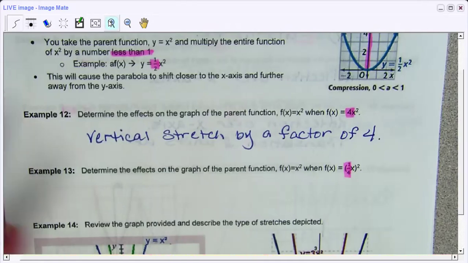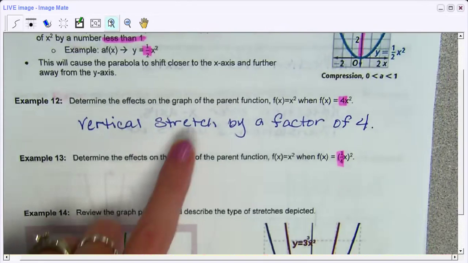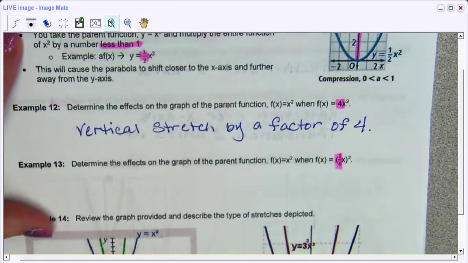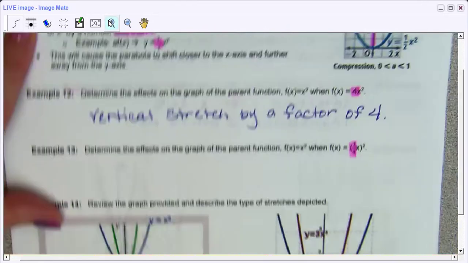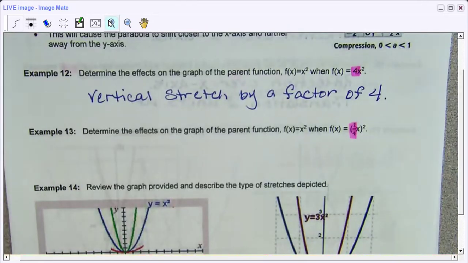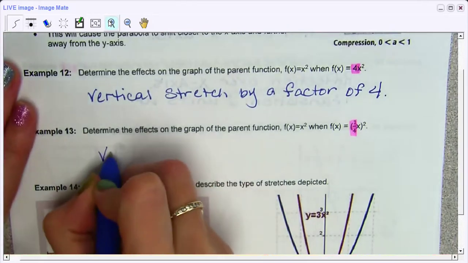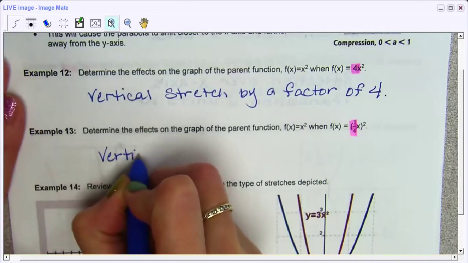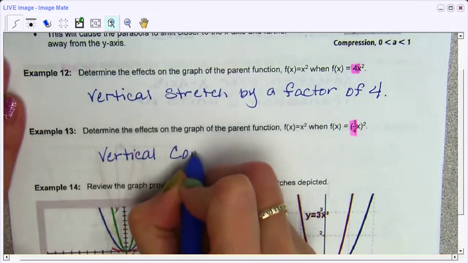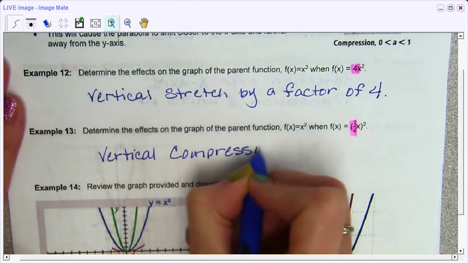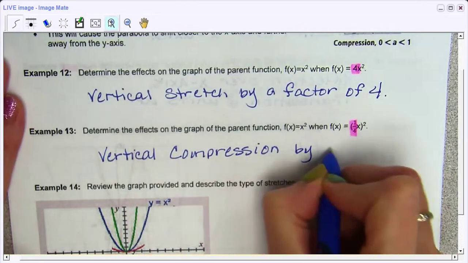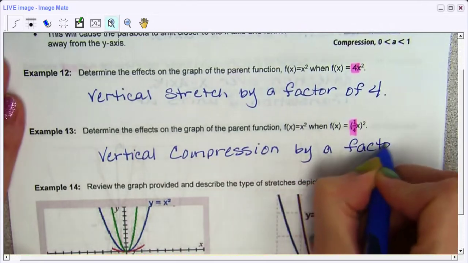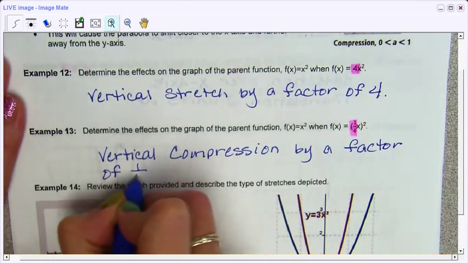You don't have to say vertical or horizontal. You could say stretch or compression. Well, these are both vertical. We're not doing horizontals here. But if you say stretch by a factor of 4 and compression by a factor of 1/4, that's fine. And when you're saying shifting, as long as you say left or right or up and down, you don't have to put vertical or horizontal. So this is a vertical compression by a factor of 1/4.